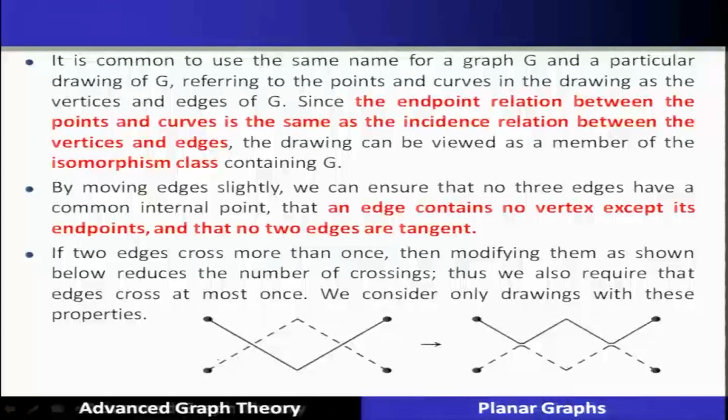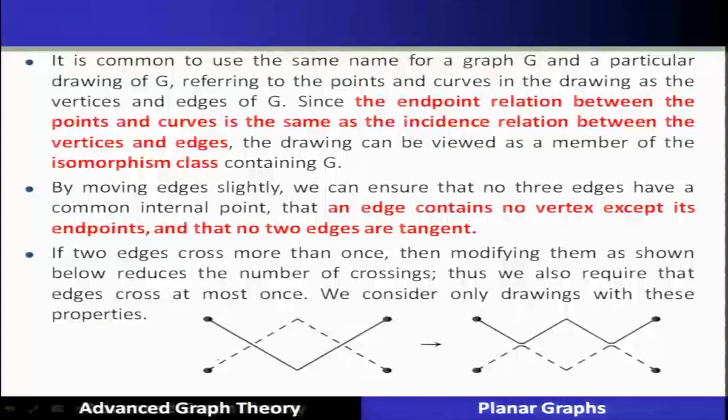It is common to use the same name for a graph G and a particular drawing of G, referring to the points and curves in the drawing as the vertices and edges of G, since the endpoint relation between the points and the curves is the same as the incidence relation between the vertices and edges. The drawing can be viewed as a member of the isomorphism class containing G.